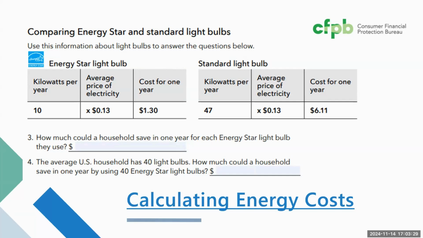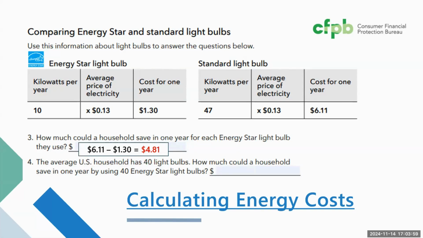So can somebody do the math for me? How much could a household save in just that 1 year using an Energy Star light bulb? That's for each Energy Star light bulb they use. So at that point, we would be subtracting our Energy Star cost from our normal one. Thank you so much. And we have $4.81.